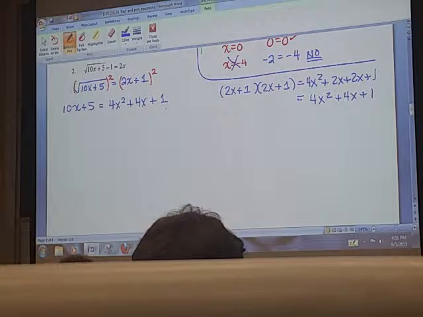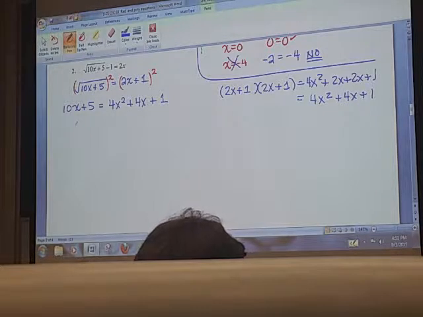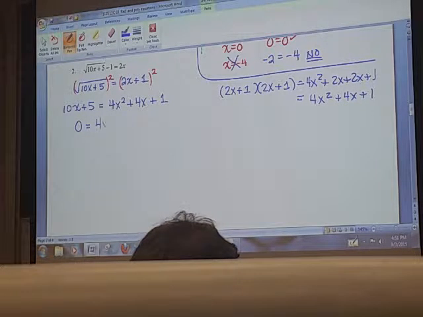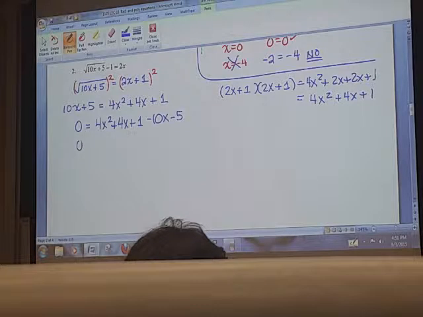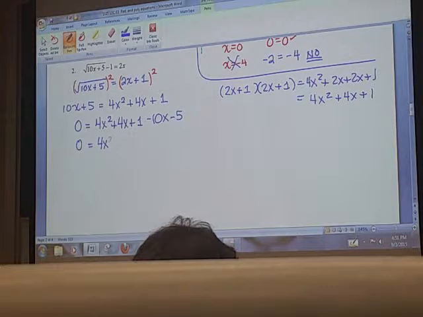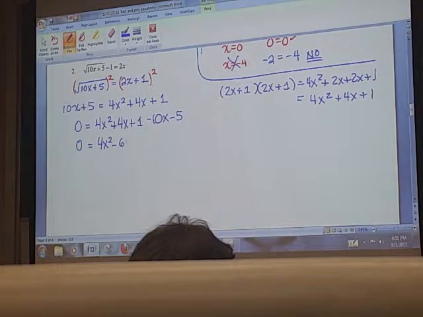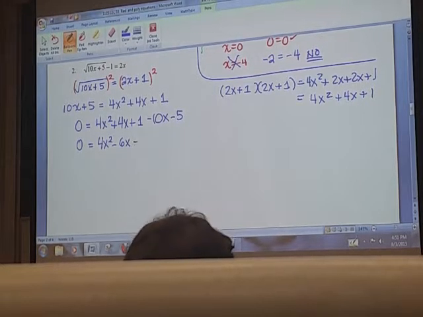Okay, so now I'm ready. I have my quadratic. Same deal. I'm going to move the stuff over here. And again, you can do this subtraction when I bring these over in your head, or you could write it down. Doesn't matter. So 4 minus 10 is negative 6. 1 minus 5 is negative 4.